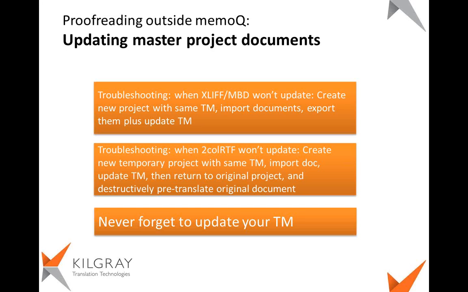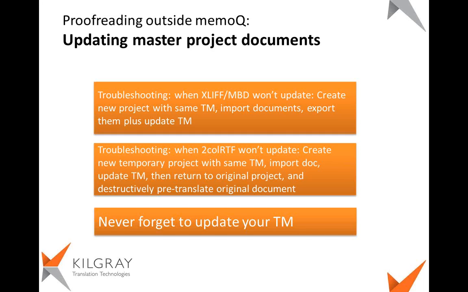But then there were rare cases. I wonder if you have already experienced those. I remember problems with updating XLIFF files from version 4.2, not in version 4.5, but I don't see everything, of course. But if it won't update, you just create a new project with the same translation memories, you import documents, and export the documents and update the translation memory.